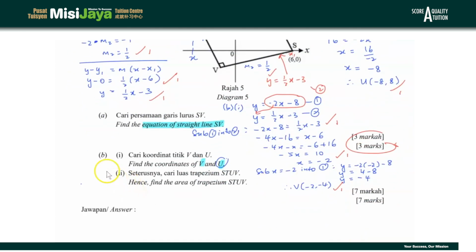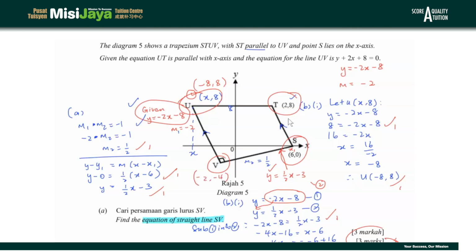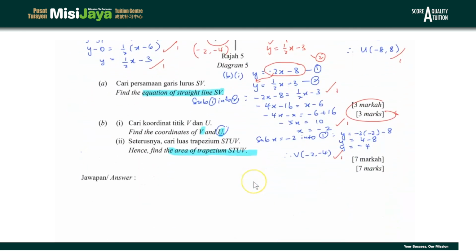Now we are going to do B2, which is the final sub-question for this question. Find the area of trapezium STUV. I'm going to start with S, then T, then U, and then V. We got all 4 coordinates already. U is (-8, 8), and V we got just now is (-2, -4). So we're going to substitute into the formula for the area of a trapezium.